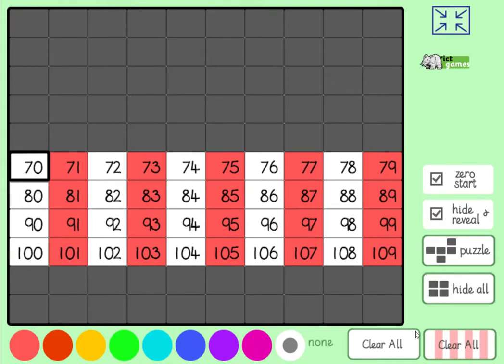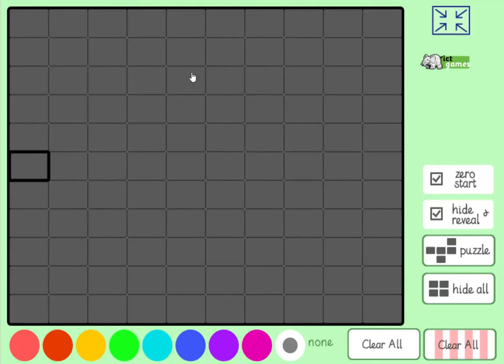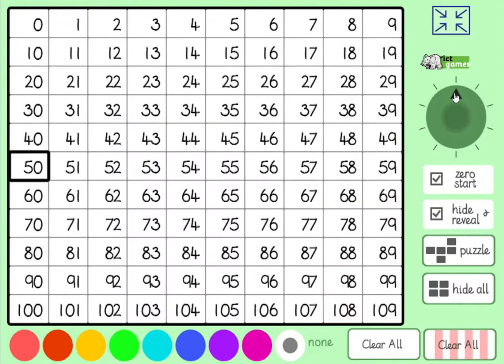Now, we're going to do the same thing again, but this time, let me just clear it all. Let's go back to a number square that starts at 0. Okay, and this time we're going to count in twos. Here we go. It's going to be counting in twos. 0, 2, 4, 6, 8, 10, 12, 14, 16, 18, 20, 22, 24. Sorry, that's my dog. Right.